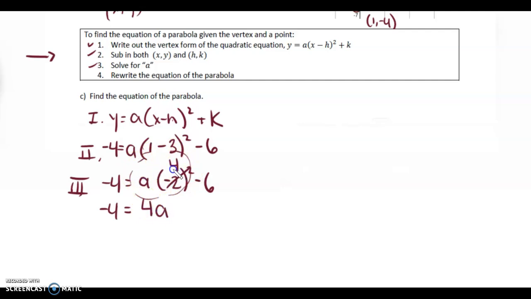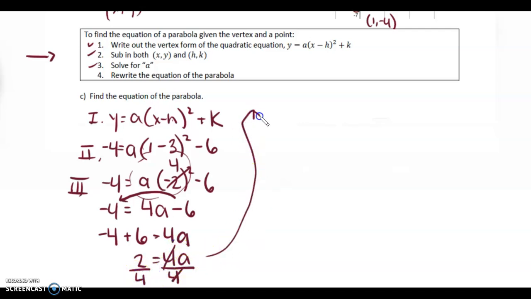I'm going to switch it, instead of a times 4, I put it as 4a, and then -6. Okay, let's bring that -6 over, and we're going to get -4 plus 6 equals 4a. -4 plus 6 is 2, equals 4a. And remember, we always divide by the number in front of our variable. So we're going to divide by 4. So our a value is 2 over 4, which is 1/2.